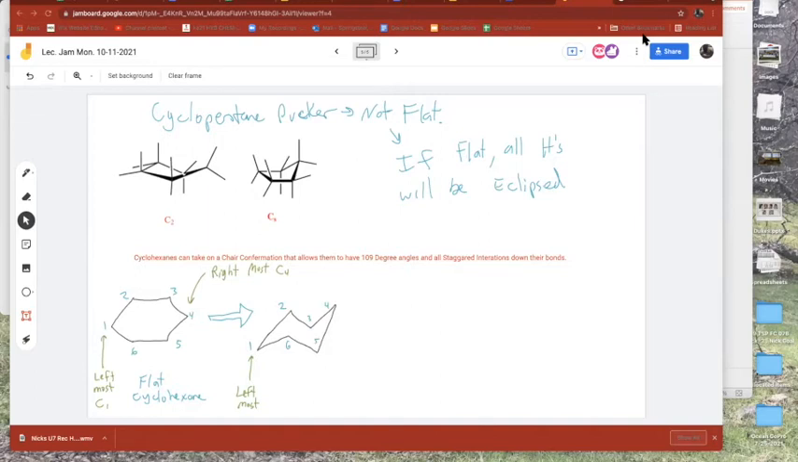It really helps to number your carbons consistently, and have whatever's the leftmost carbon here be the leftmost one here, right? Okay, so this guy over here is called the foot of the chair, because, imagine a beach chair.